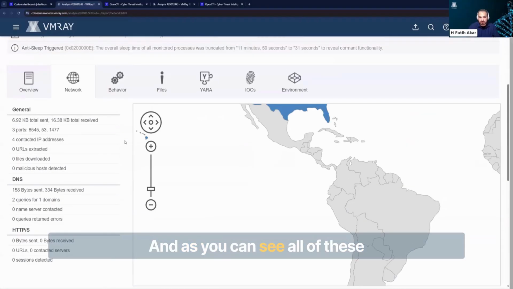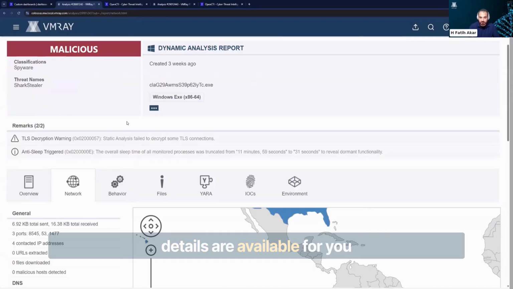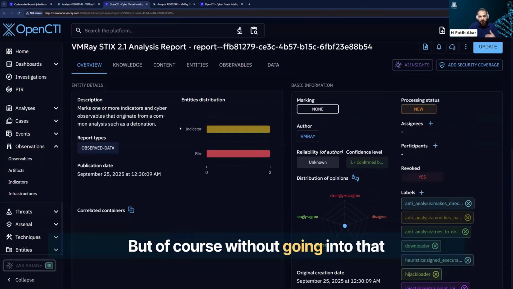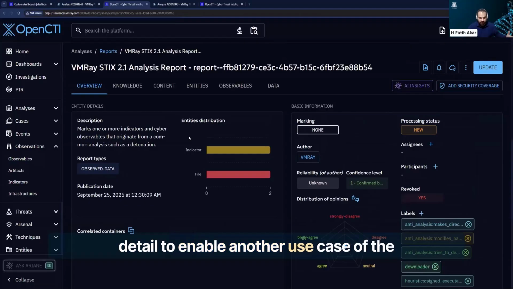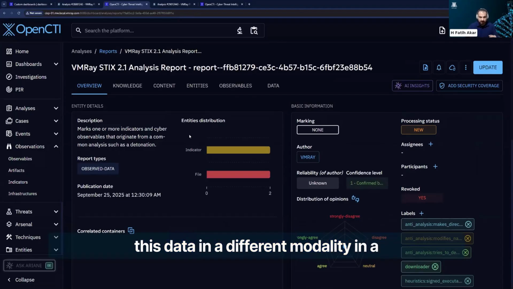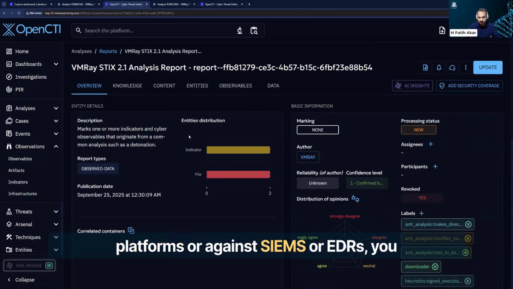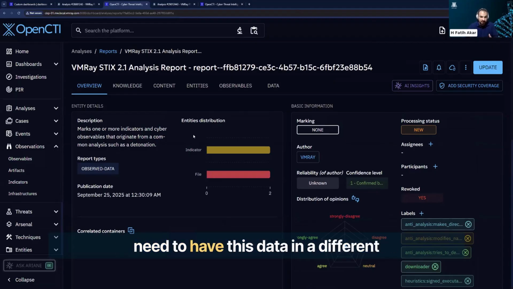And as you can see, all of these details are available for you to navigate and try to understand more about the nature of this threat. But of course, without going into that detail, to enable another use case of the CTI teams or SOC teams trying to utilize this data in a different modality, in a different setting, in threat intelligence platforms, or again, SIEMs or EDRs, you need to have this data in a different structure.